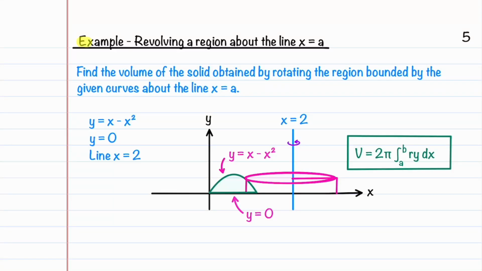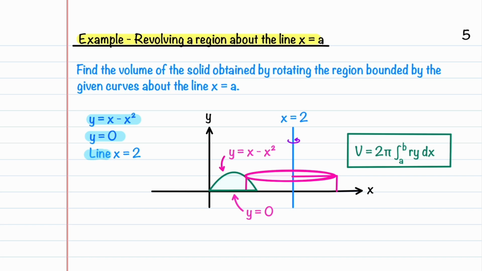We're going to walk through an example where we are going to find the volume of a solid of revolution by revolving a region about the line x is equal to a. In this problem, we are going to be using cylindrical shells. Our region is bounded by the curves y is equal to x minus x squared and y is equal to 0, and we're going to be revolving this region about the line x is equal to 2.